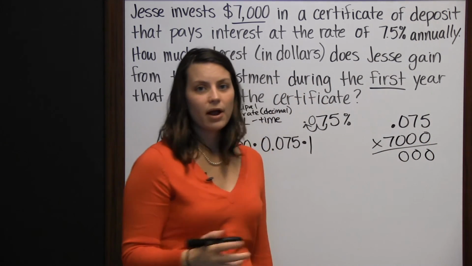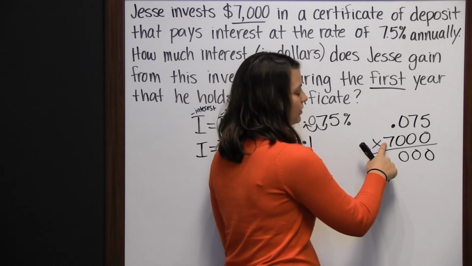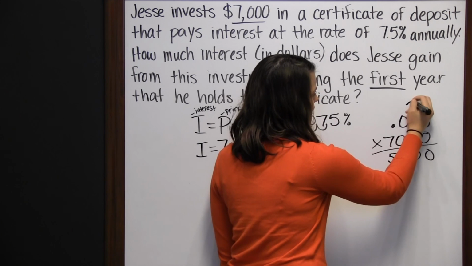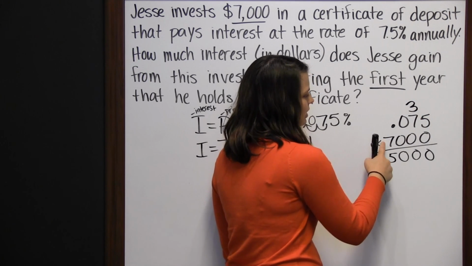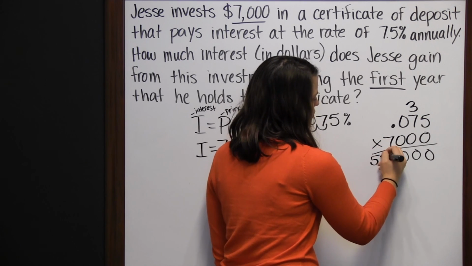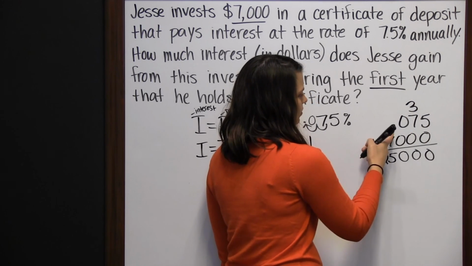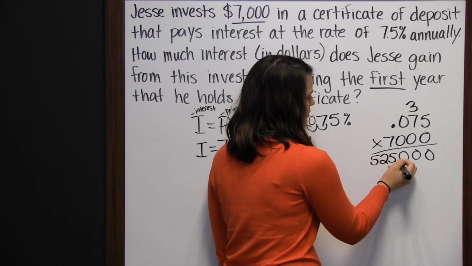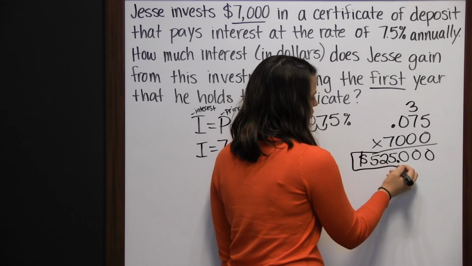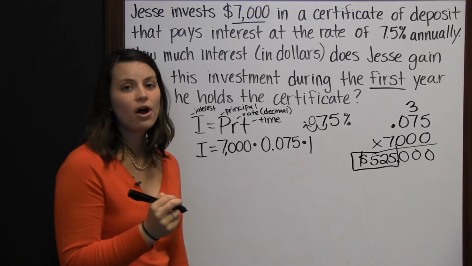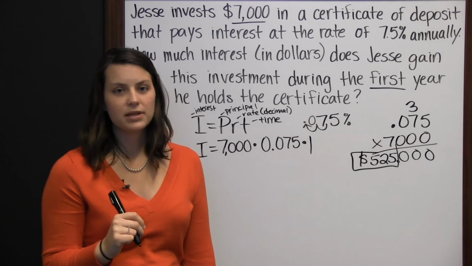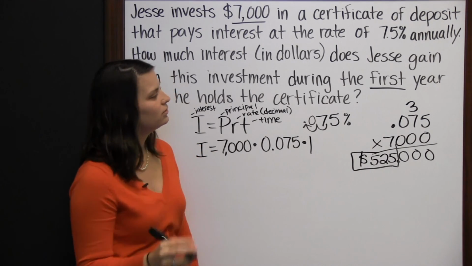And then the only number I really have to multiply by is the 7. So 7 times 5 is 35. Write the 5, carry the 3. 7 times 7 is 49, plus 3 is 52. And then we have 3 numbers behind the decimal, so 3 numbers behind the decimal. And that means that he's going to make $525 off of his investment. So that's the number you would need to bubble in, is 525.